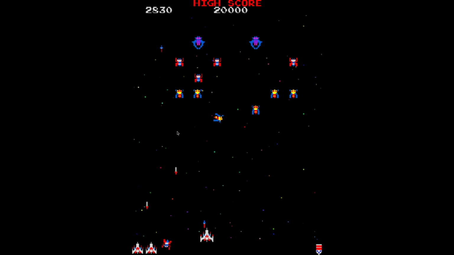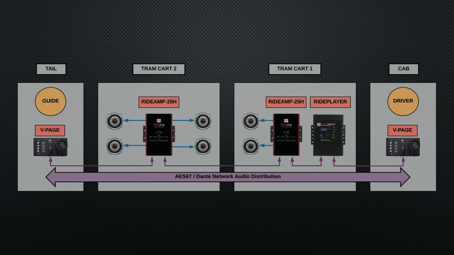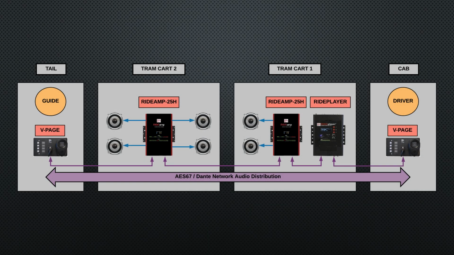But wait, there's more. When combined with our network audio-enabled V-Page stations, this feature can also be used to implement paging on board your vehicle. This is super useful for applications like parking trams or tour vehicles where you have guides or operators that need to make announcements to the guests on board. Let me show you how this works.